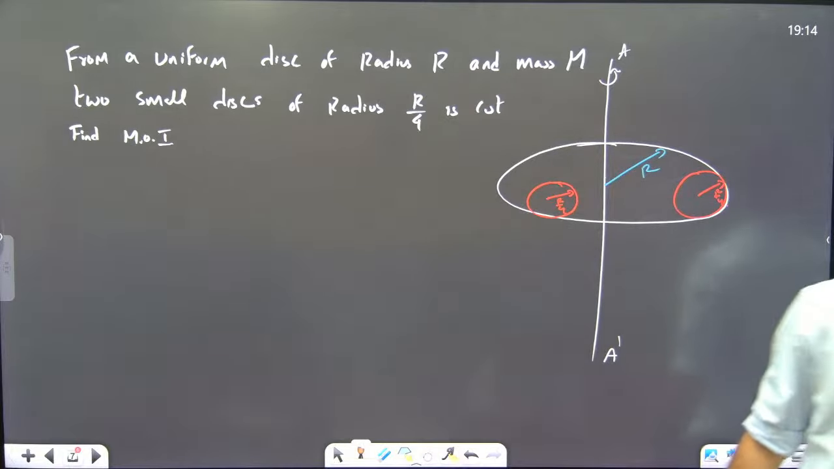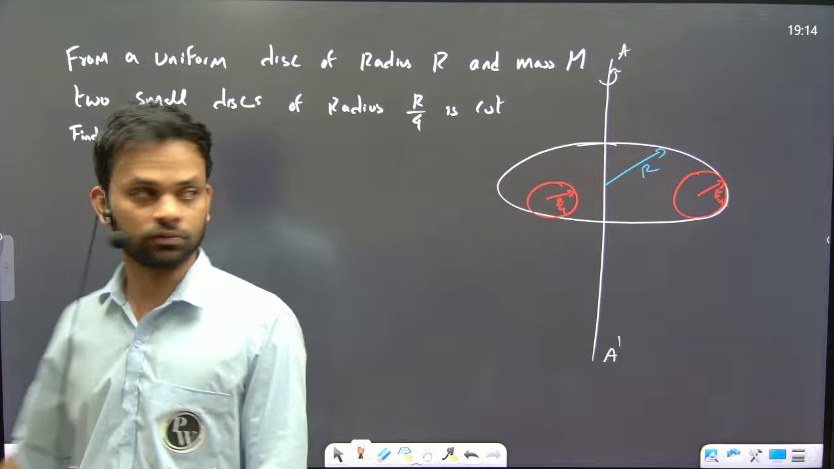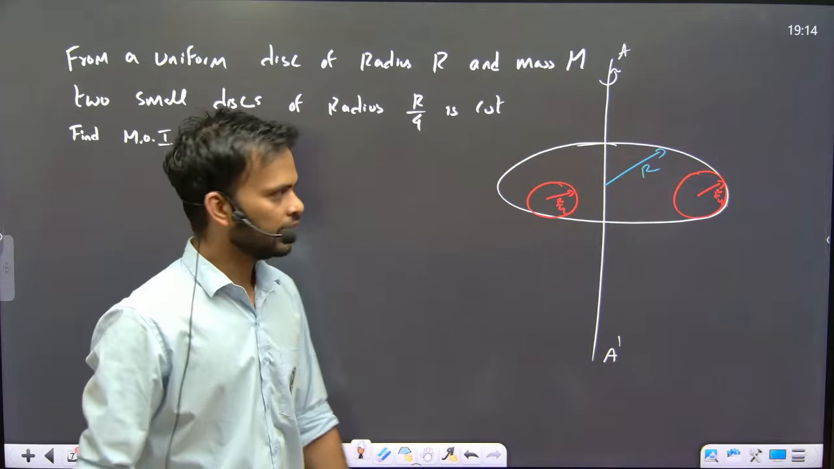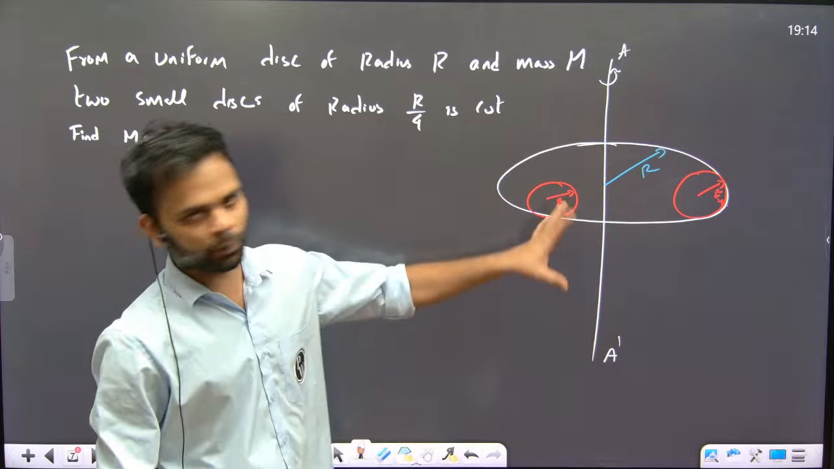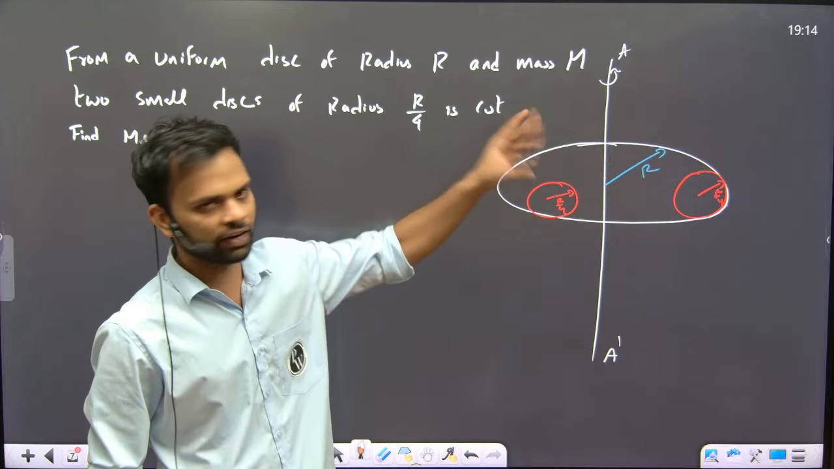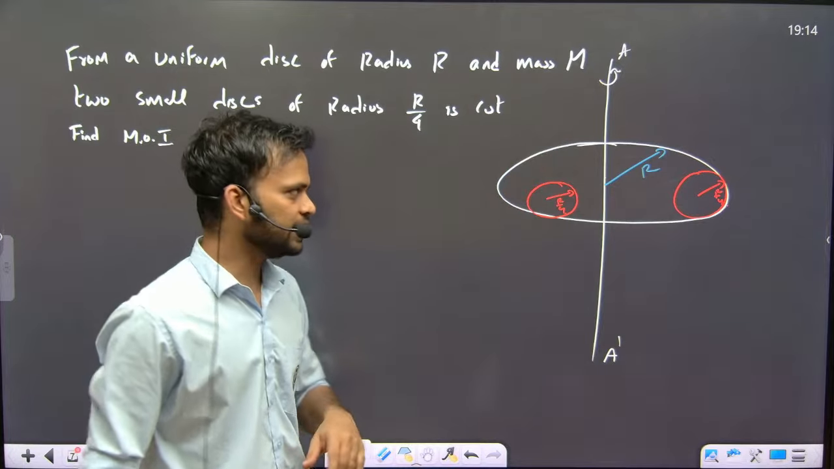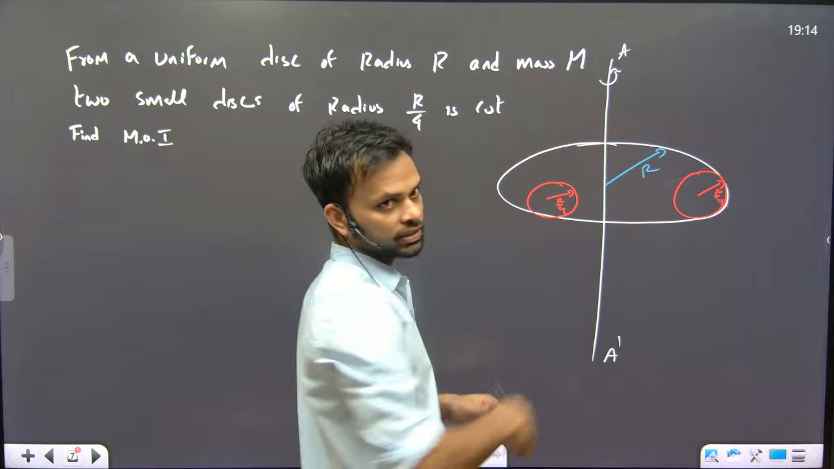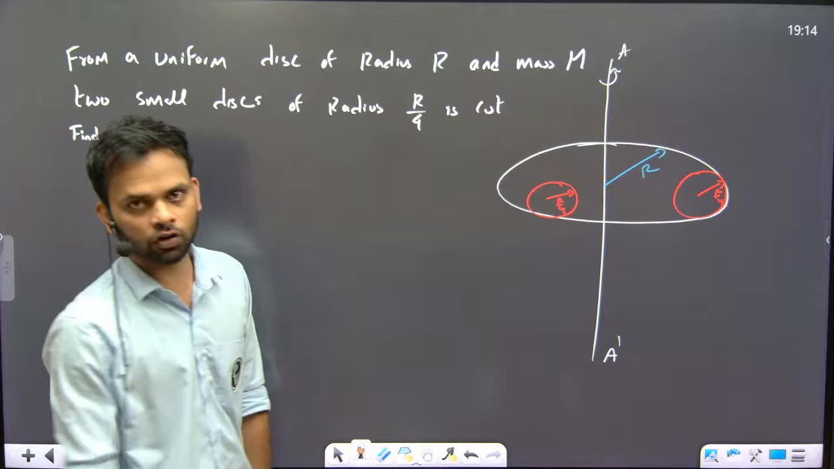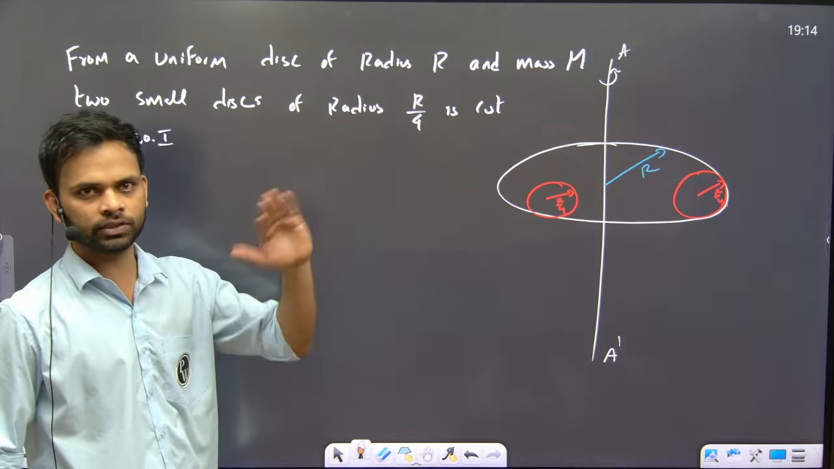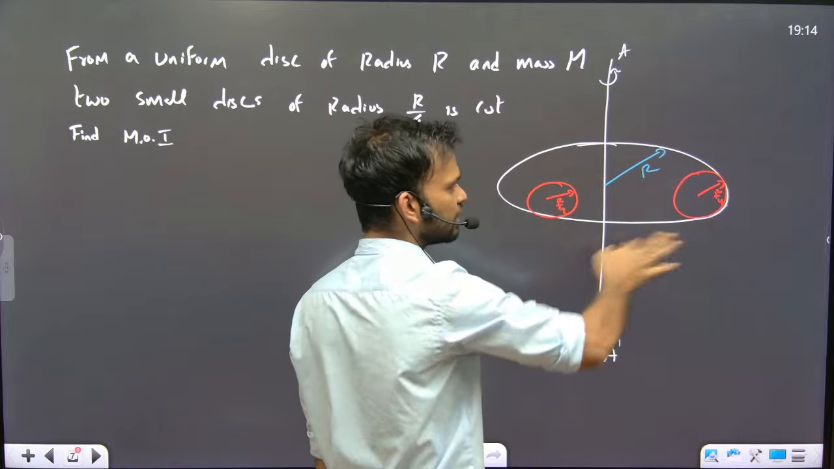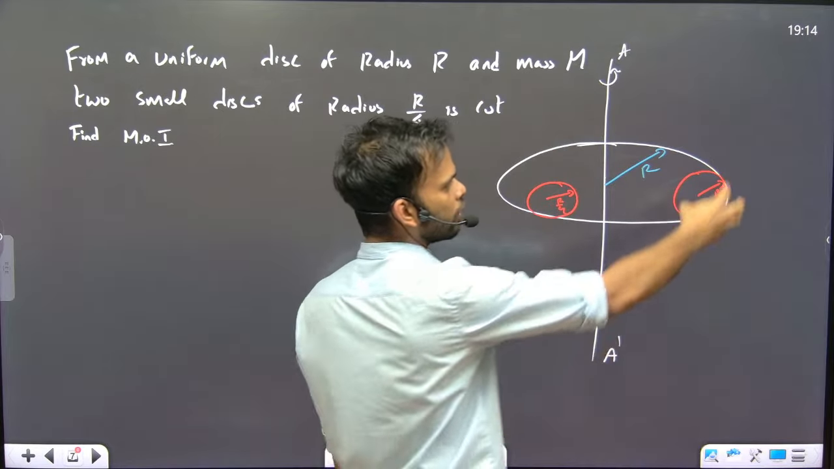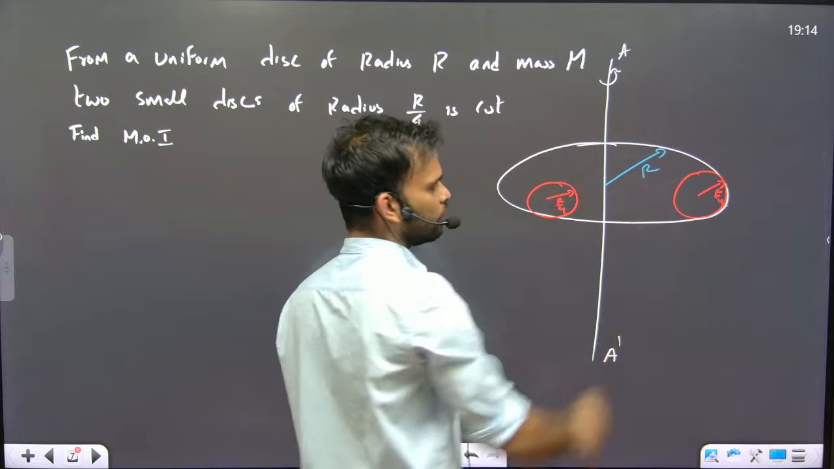So here the initial mass of the disk before cutting is m. And from this you cut two parts. So cavities. The cavity procedure is kind of straightforward: imagine it's an overlap of positive and negative mass. The positive mass and negative mass overlap becomes a cavity. Positive plus negative becomes zero. So I'll imagine that the entire disk of mass m is there.